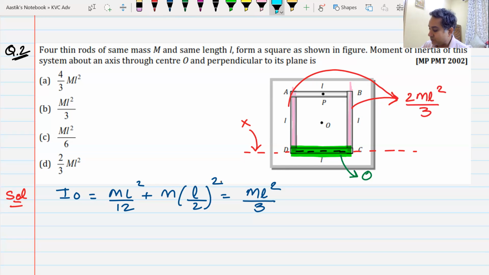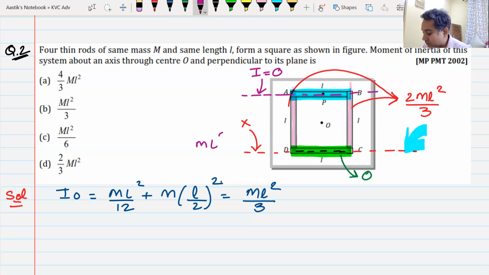Let me move on to the blue rod. What will be the moment of inertia of this blue rod about this axis? Remember, blue rod about this axis. m L square. Well done, m L square, because about the center of mass the moment of inertia of this rod about this axis is 0. Do we understand this? Yes, sir. So you just add m L square. So about this axis, it will become m L square.